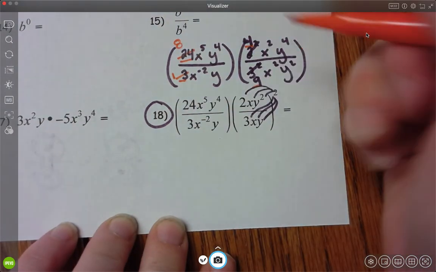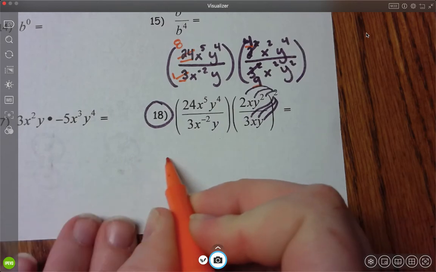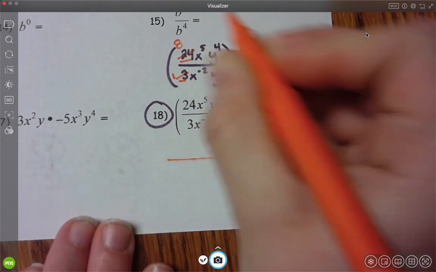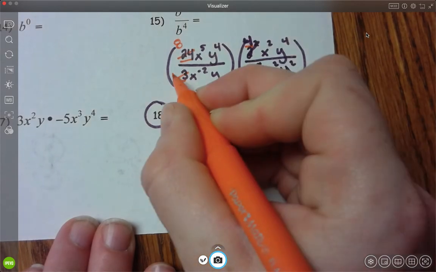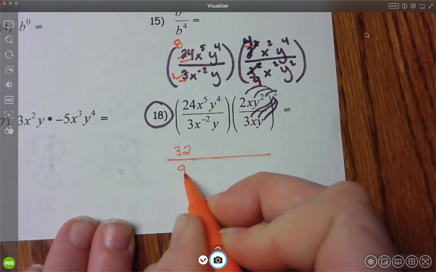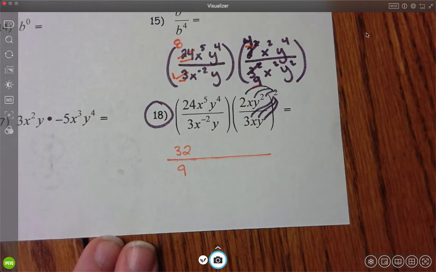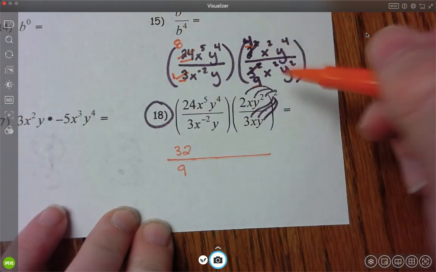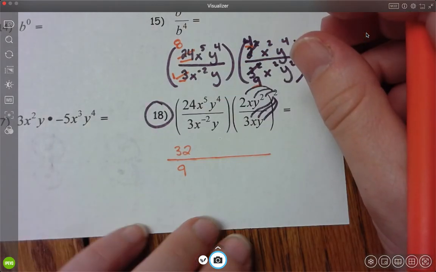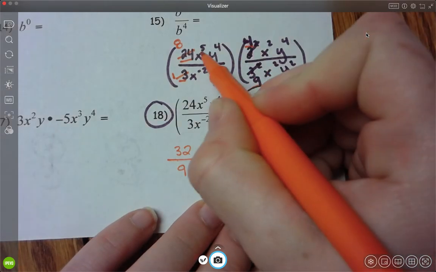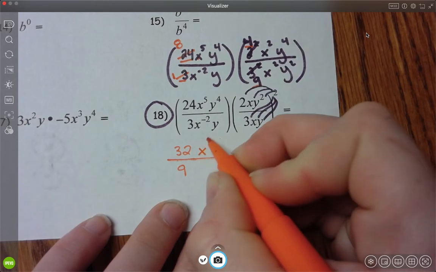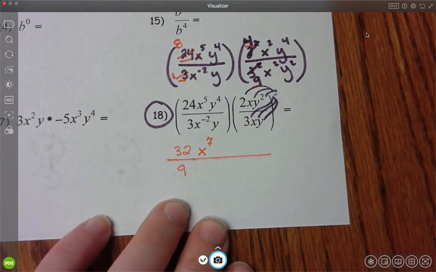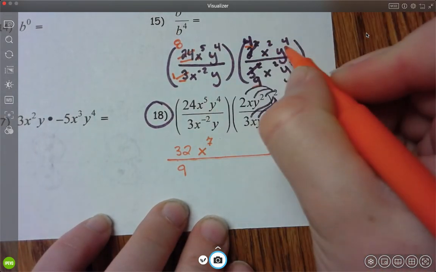So let's go ahead and write what our numbers look like now. So I have 8 times 4 is 32. On the bottom, I'll have 1 times 9, which is just 9. Okay. All right, now, rather than crossing out all the x's and crossing out all the y's and getting everything really confused, I'm going to put my x's together. So I have 5 here and I have 2 here, which makes a total of 7 if I put them together. Okay. I have 4 here and 4 here for y's, so I'll have 8 y's on the top.